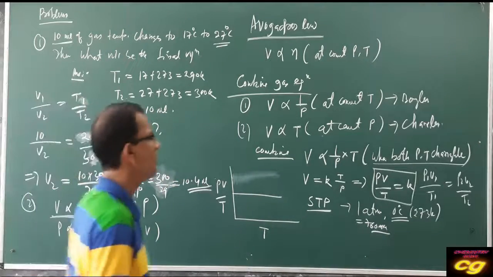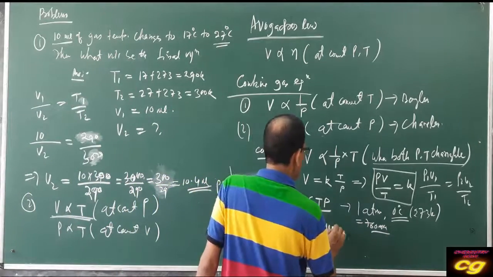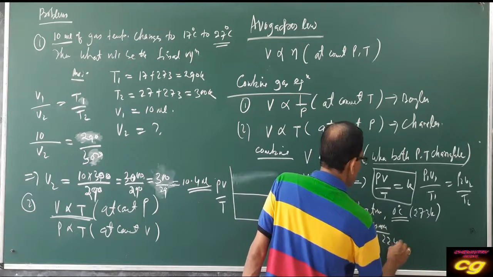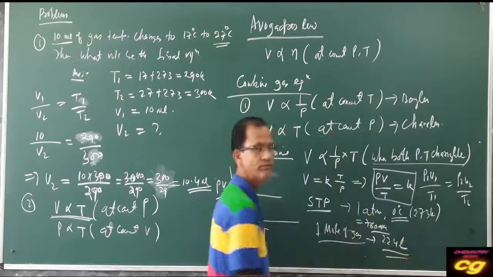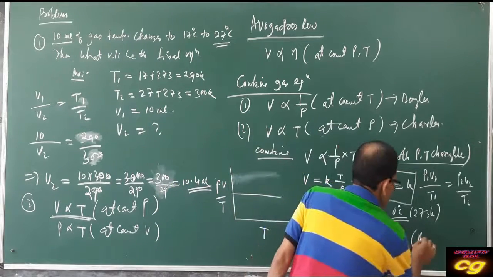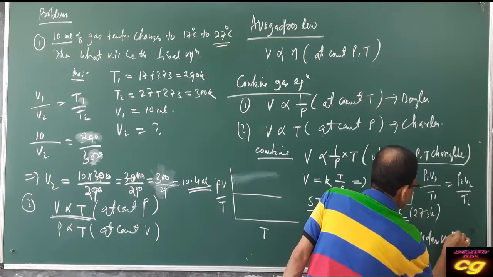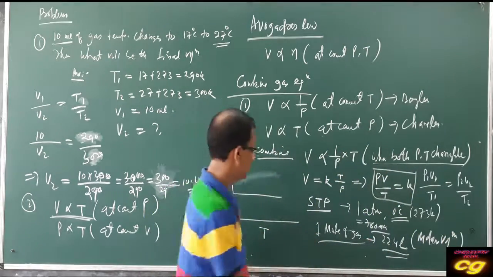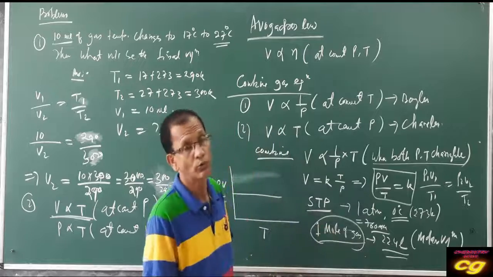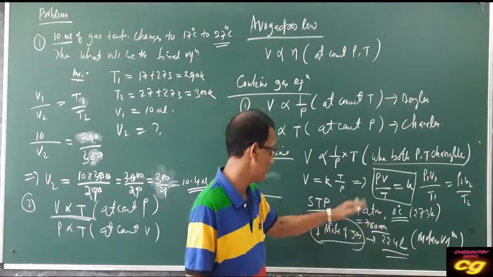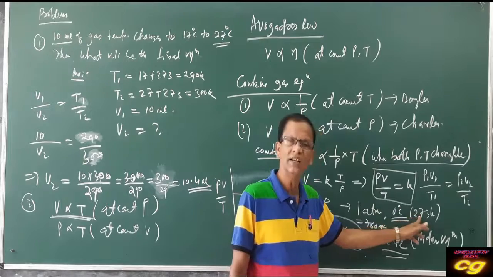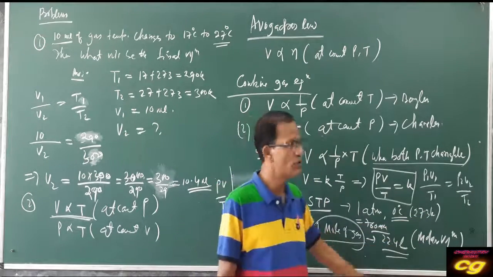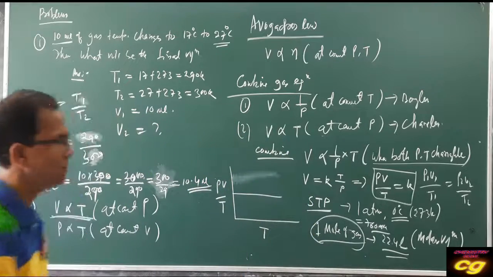At this condition, 1 mole of gas occupies 22.4 liter volume. That is called molar volume. What is molar volume? The volume of 1 mole of gas. So you take 1 mole of gas at 1 atmosphere pressure and 273 Kelvin, and the volume will be 22.4 liter. This is called molar volume.